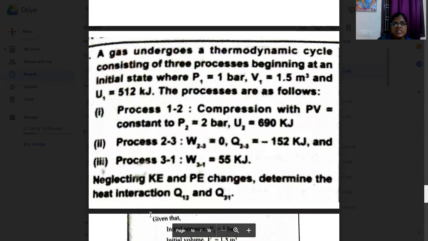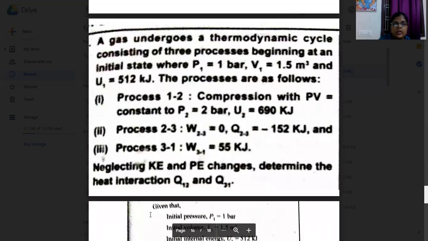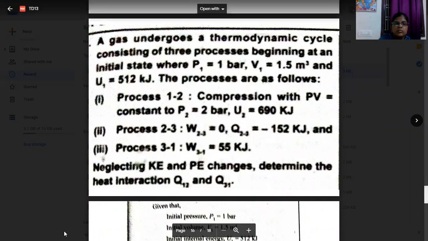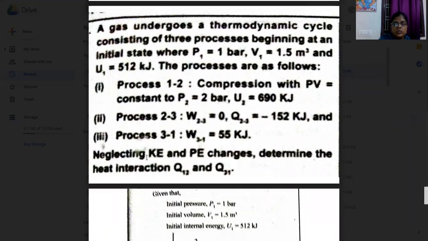A thermodynamic cycle consisting of three processes. So we have three processes. This model problem we already did, but there is a little change in this problem. A gas undergoes a thermodynamic cycle consisting of three processes beginning at an initial state P1, V1 and U1 equal to 512 kilojoule. The processes are as follows. Here we have P1, V1 and internal energy for state 1. But here some conditions are given in the problem.